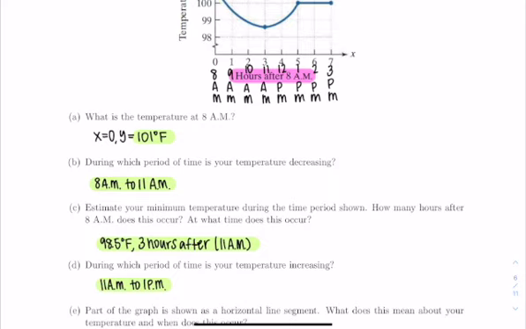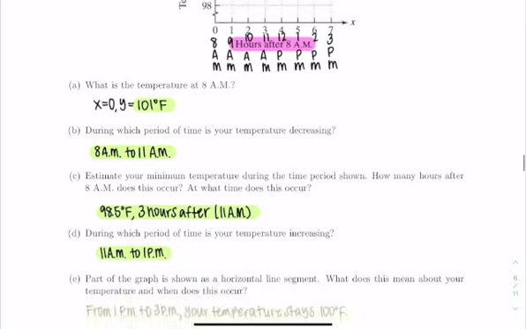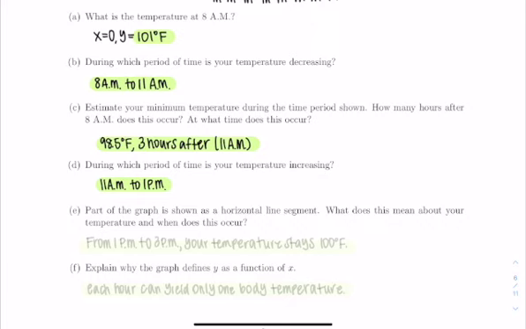Now, part of the graph is shown as a horizontal line segment from x equals 5 to x equals 7. What does this mean about your temperature and when does it occur? So what this means is that your temperature is constant, it doesn't change. And this is from 1 p.m. to 3 p.m. So from 1 p.m. to 3 p.m. your temperature stays at 100 degrees, it stays constant.